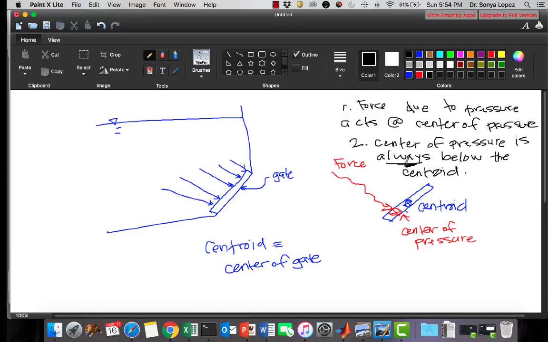Always, always, always. Okay, so you have your centroid in the center of your object, and your center of pressure is always going to be below it. This is true for your non-uniform distribution. Remember, this is non-uniform. Okay, it's going to be true that your force is going to act somewhere below your centroid.